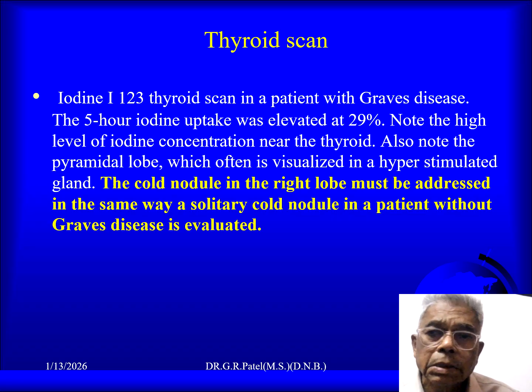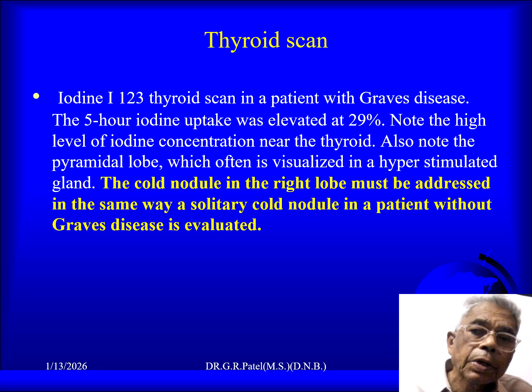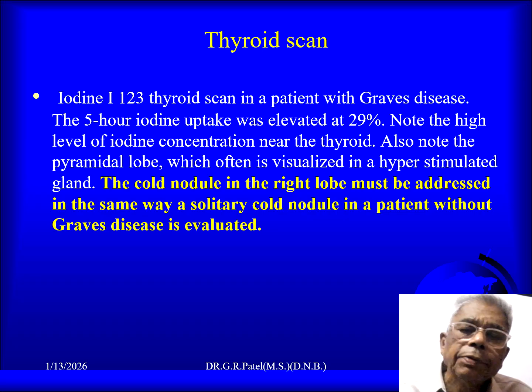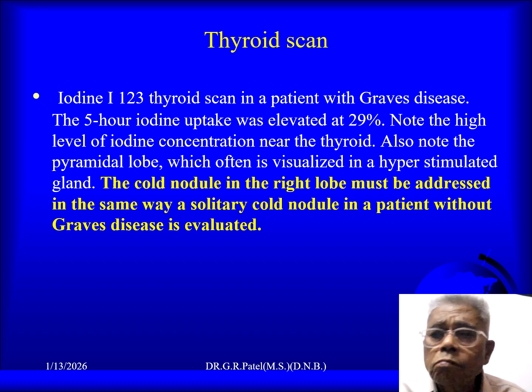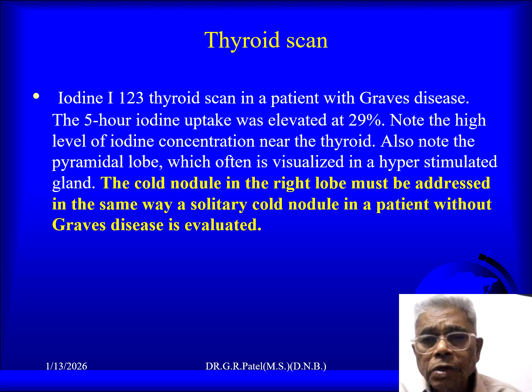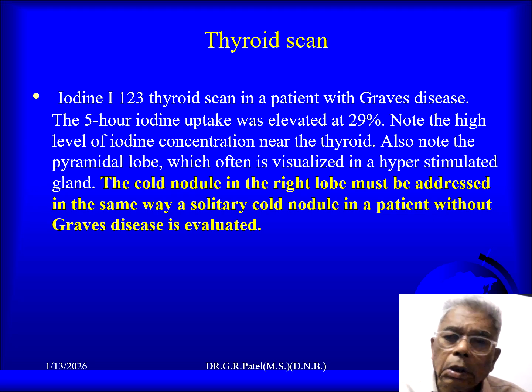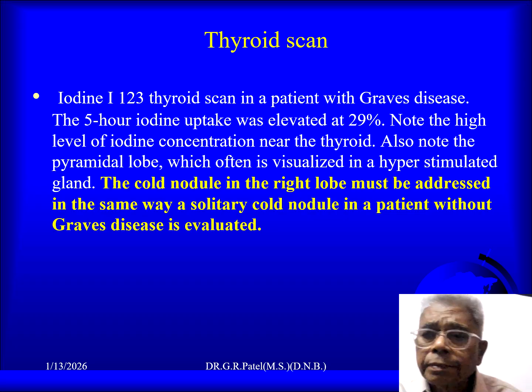Iodine 123 thyroid scan in a patient with Graves' disease. The 5-hour iodine uptake was elevated at 29%. Note the high level of iodine concentration near the thyroid. Also note the pyramidal lobe, which often is visualized in a hyperstimulated gland. The cold nodule in the right lobe must be evaluated in the same way as a solitary cold nodule in a patient without Graves' disease.